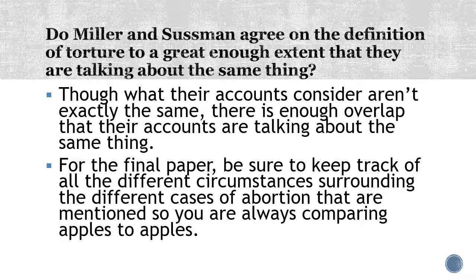So one piece of advice about the final paper, which will concern the articles about abortion by Thompson and Marquis, is to keep track of all the different circumstances surrounding the different cases of abortion that they mention, so that you're always comparing apples to apples. So if one of them says abortion's okay in X circumstance, and the other says abortion is not okay in Y circumstance, you want them both talking about X circumstance, or both talking about Y circumstance, or else you have accounts that talk past each other. So that's on you. You've got to make sure to keep track of which issues they are and are not referring to in each case.